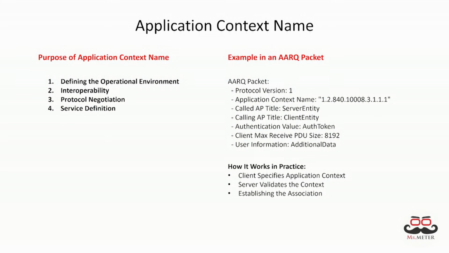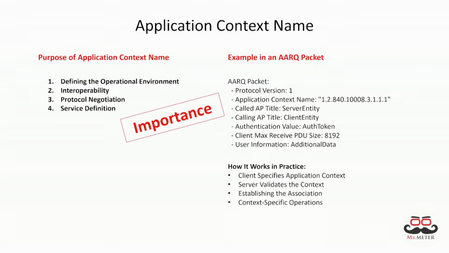Establishing the association. If both parties agree on the application context name, the association is established and all subsequent communication adheres to the rules and protocols defined by the context. Context-specific operations. Once the association is established, the client and the server exchange PDUs that are specific to the agreed upon application context. This ensures that both entities understand the data and operations being performed.